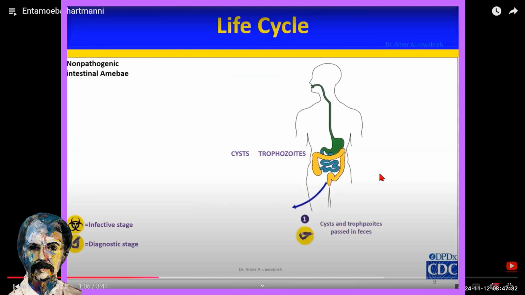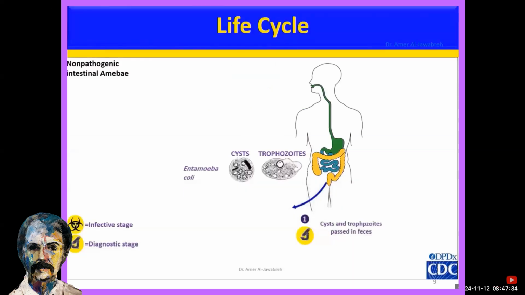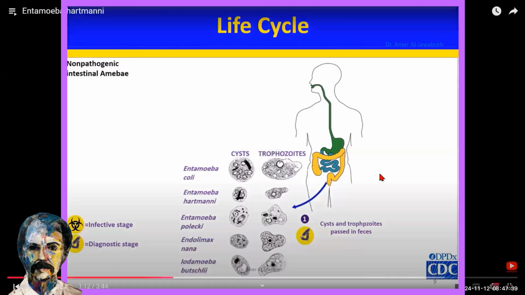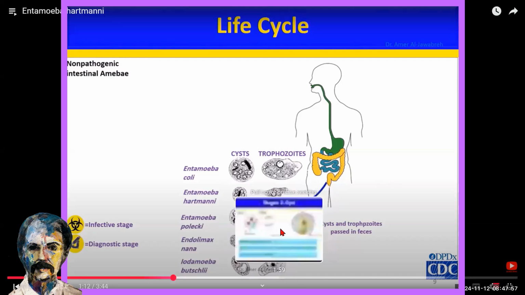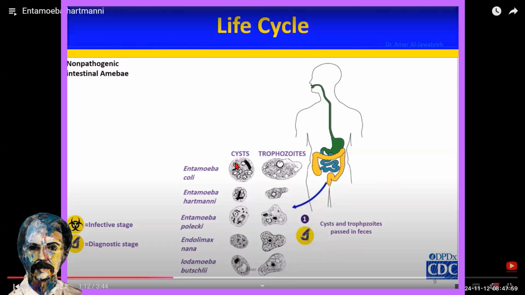That's the life cycle of all the non-pathogenic amoebas, and they all look the same. They have the same or identical life cycle. If you see here, Entamoeba coli, Entamoeba hartmanni, Entamoeba polecki, Endolimax nana, Iodamoeba bütschlii. All of these have the same life cycle, similar, identical, where in the stool you can see both the trophozoite and the cyst. The stage you see under the microscope is the diagnostic stage. So in this case, trophozoite is a diagnostic stage and cyst is a diagnostic stage.